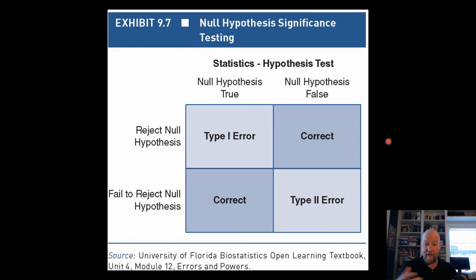So we have to balance both of these. As you can imagine, as you lower that p-value, I'm going to be really sure. I'm going to set it at 0.0001, right?